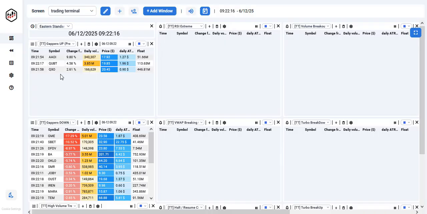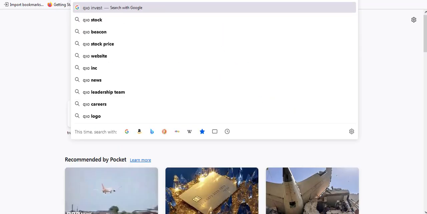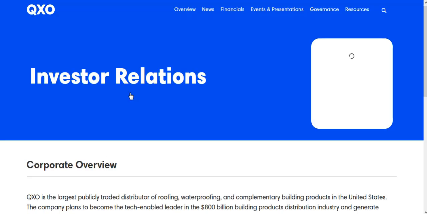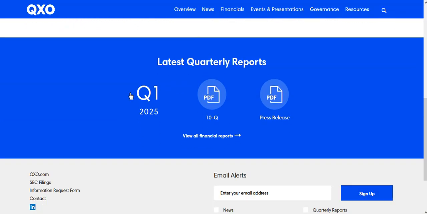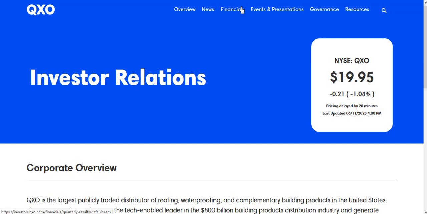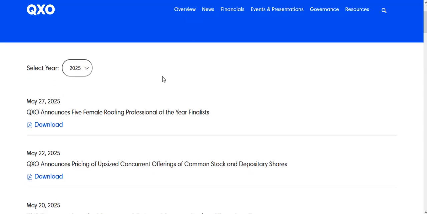And just for fun, this wasn't something we saw originally, but QXO popped up on our pre-market scanner. So one of these criteria, or all of these criteria, have been hit. Another stock got added to the scanner. So let's look at QXO Investor Relations. Let's take a look here. Cool. Let's go to news. News, May 27th. Okay, so nothing recent here either.